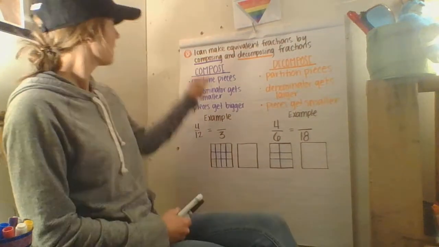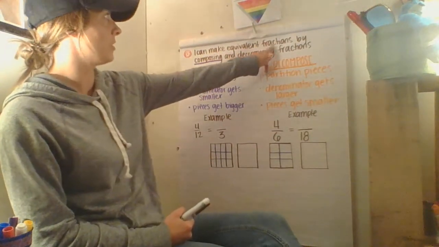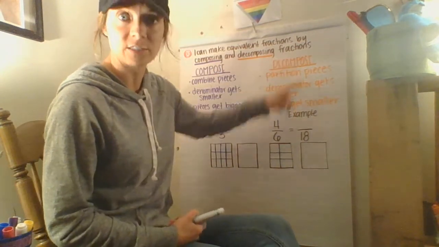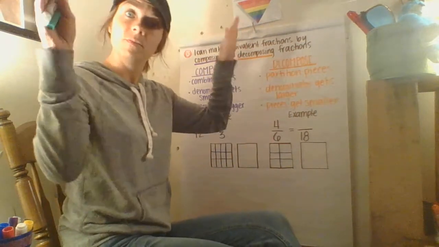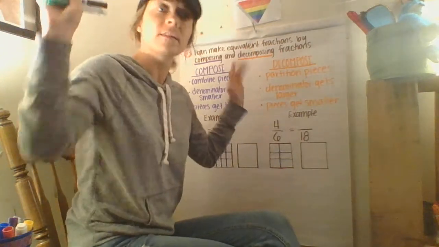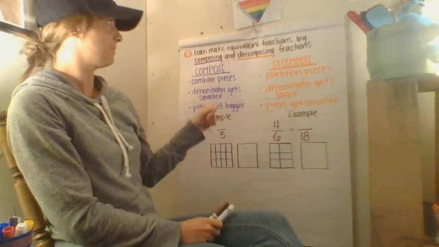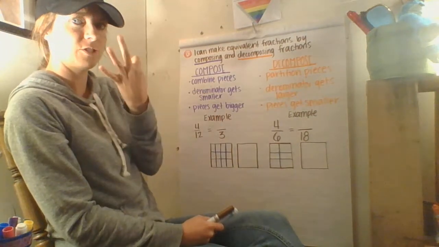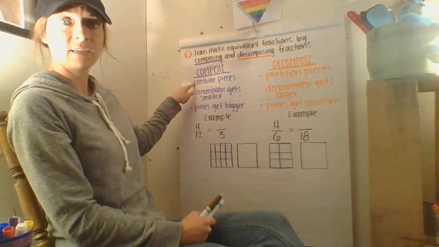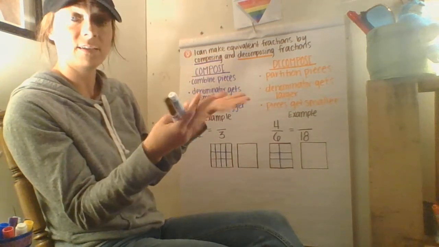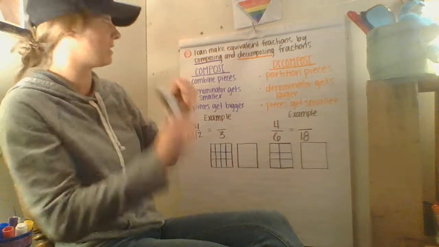Your goal today: I can make equivalent fractions by composing and decomposing fractions. Now we're not talking about musical compositions. We are talking about composing and decomposing with fractions. The 3 takeaways I want you to understand. Composing means combining pieces. When you compose music, you're combining sounds and instruments.